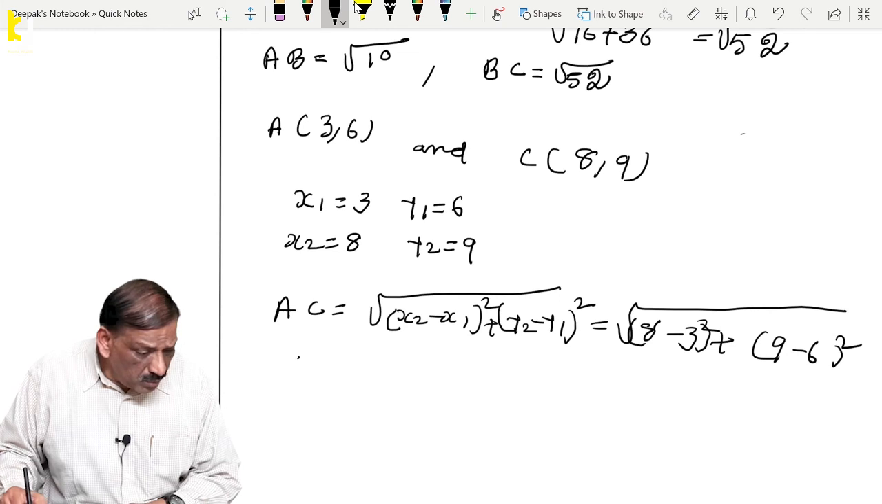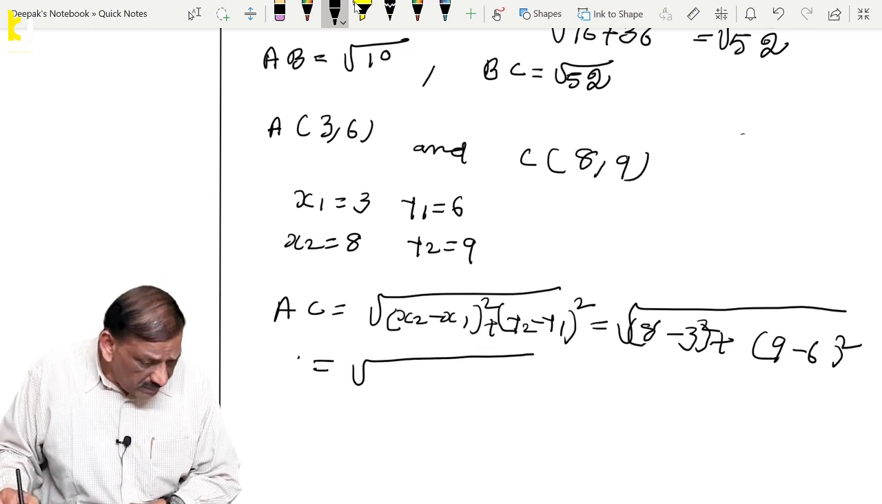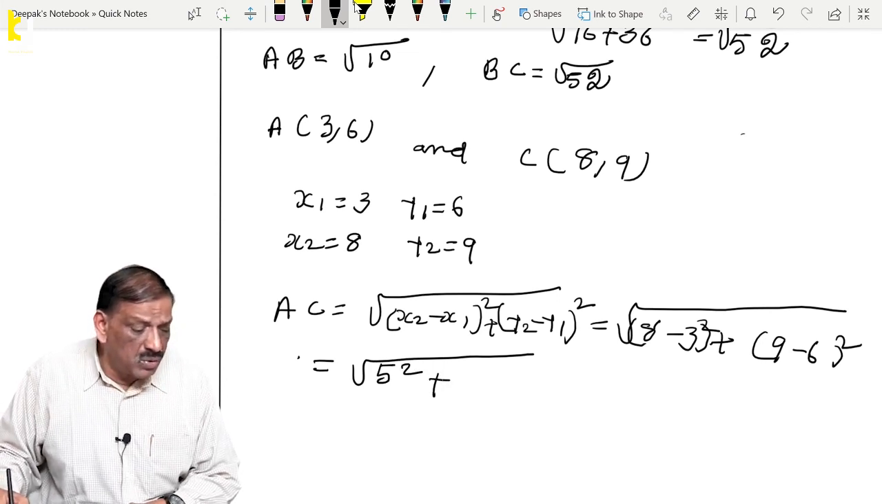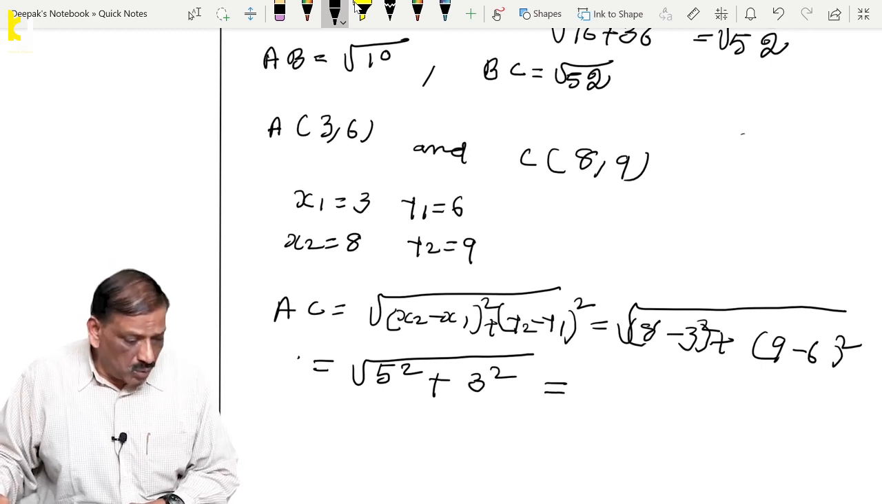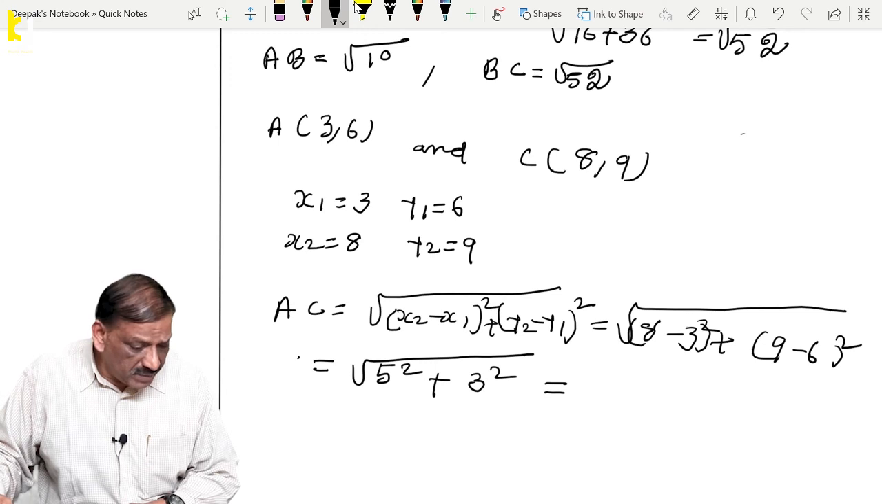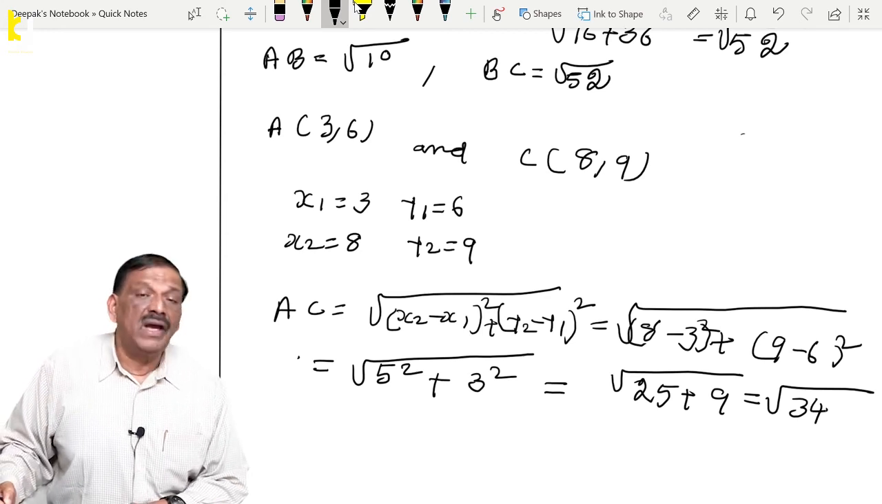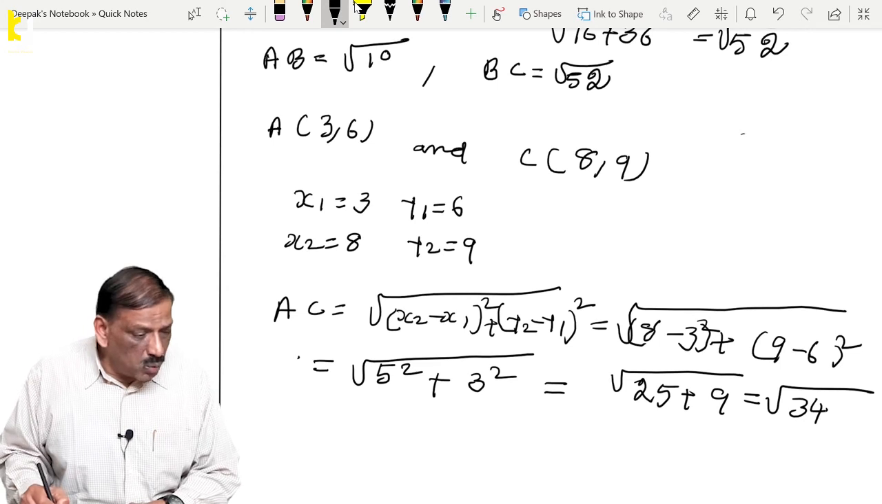That is equal to root of 5 square plus 3 square. Root of 5 square is 25 plus 3 square is 9. That is equal to root of 34. So, the value of AC, or the length of AC, is equal to root 34.